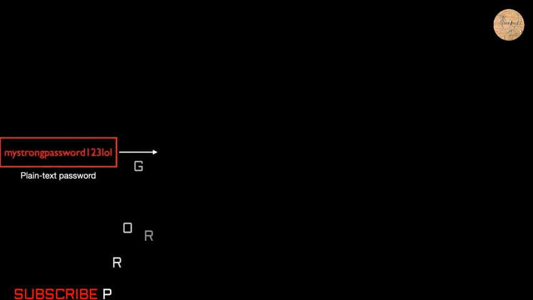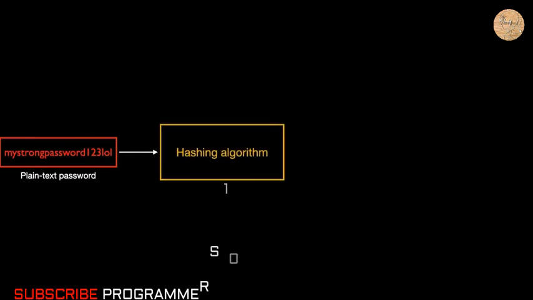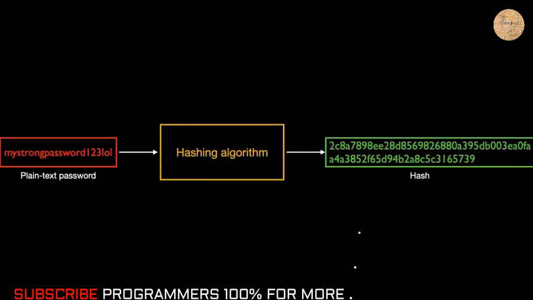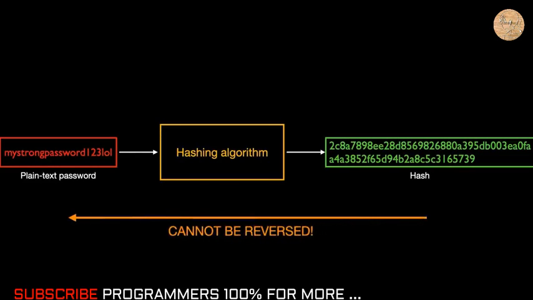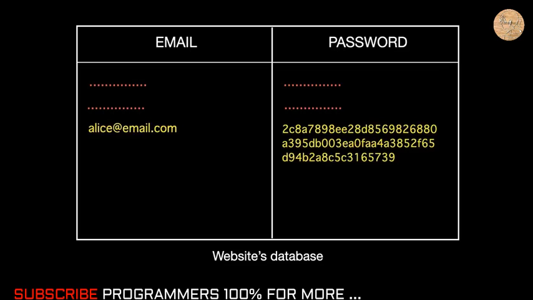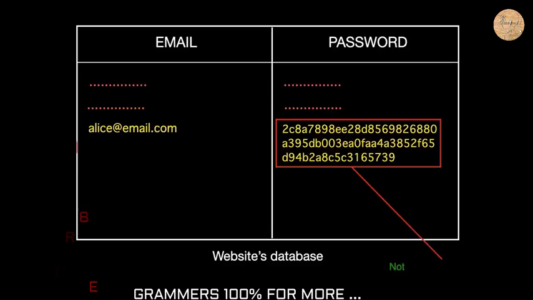Before a password is saved on a website's database, it is passed through a hashing algorithm, which converts the plain text form of the password into something known as a hash. This hash cannot be reversed back into its plain text form. So even if there was a data breach and all the user data of a website is stolen, the hackers still cannot see the actual password of the users. All they see is a password hash that cannot be reversed back into the actual password.